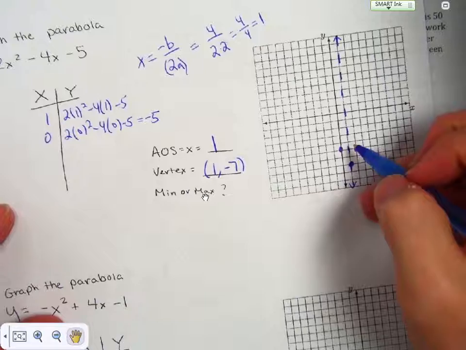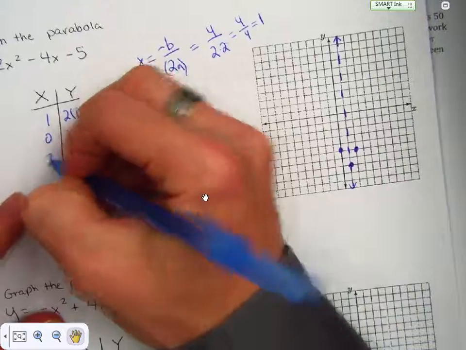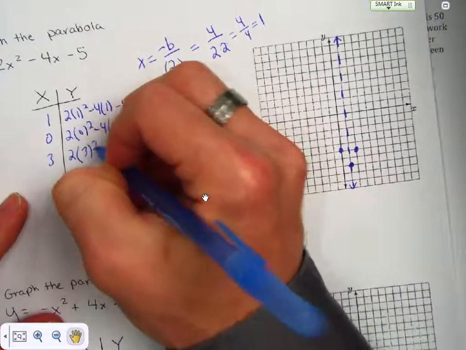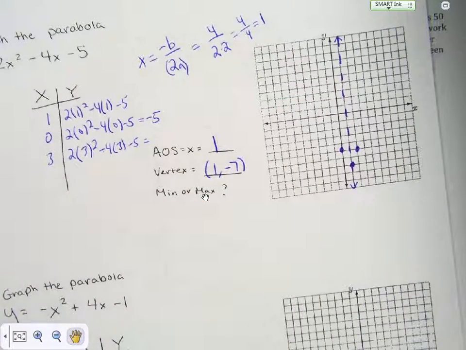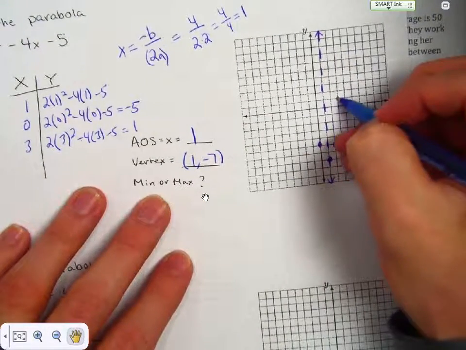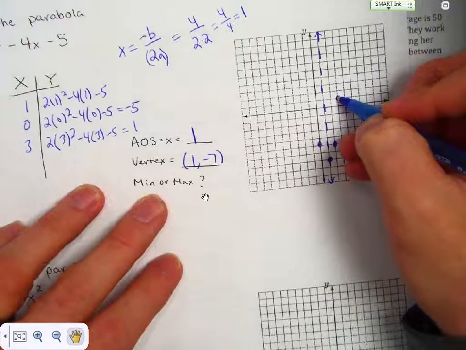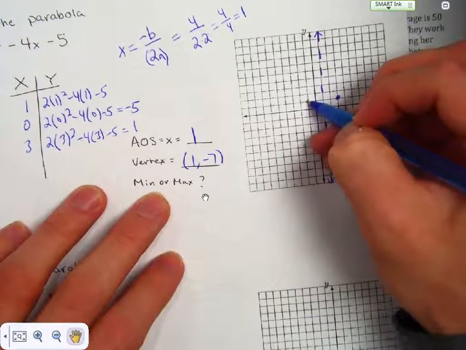Now I can plug in another number. Okay, maybe I'll plug in, well, 1, 2, 3. Plugging in 3 now into my equation. What do I get? Well, what did you get when you plugged in 3? You get 1? Yeah. So plugging in 3, I end up with 1. Right 3, up 1. I got that point right here. I can mirror that across. It has to be 2 spaces away in the other direction.